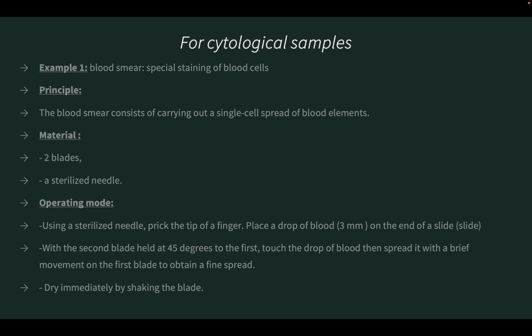Operating mode: using a sterilized needle, prick the tip of a finger, place a drop of blood 3 millimeters on the end of a slide, with the second blade held at 45 degrees to the first. Touch the drop of blood, then spread it with a brief movement on the first blade to obtain a fine spread. Dry immediately by shaking the blade. And here is an image that shows the operating mode.